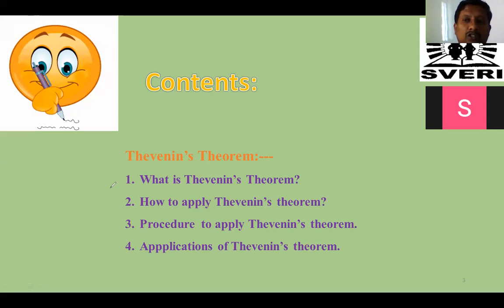Okay, in type 1 all sources are independent, and in type 2 independent as well as dependent. So based on that, there will be a different procedure that we have to follow. And the last one is the application. Okay, so based on these 4 pointers, we have to discuss Thevenin's theorem. So first of all, we can concentrate on what is Thevenin's theorem.